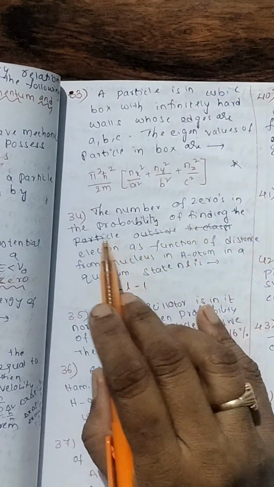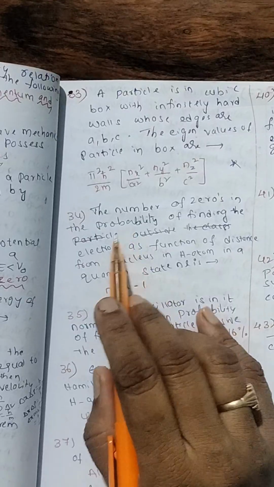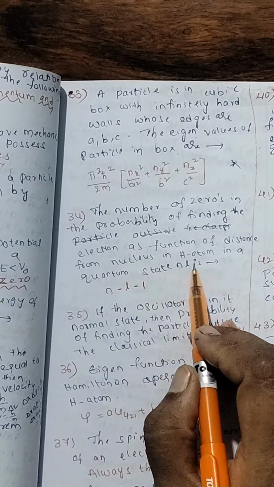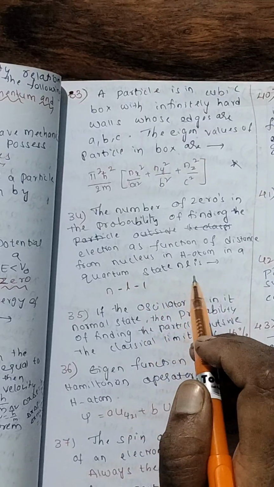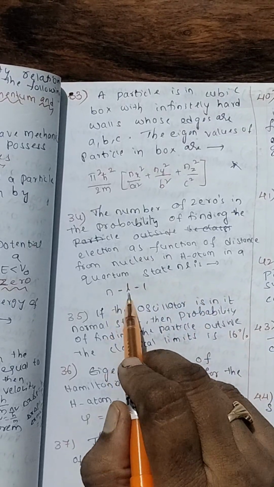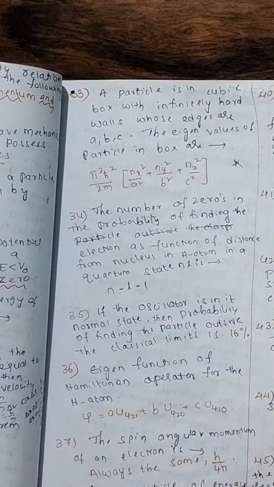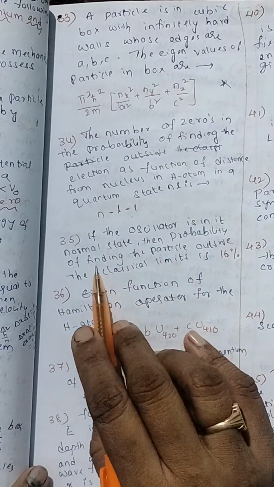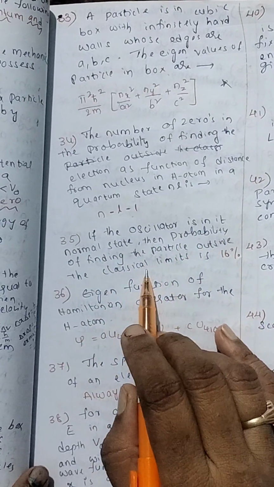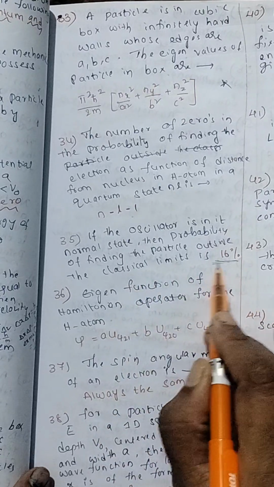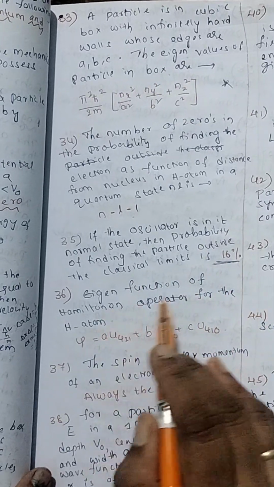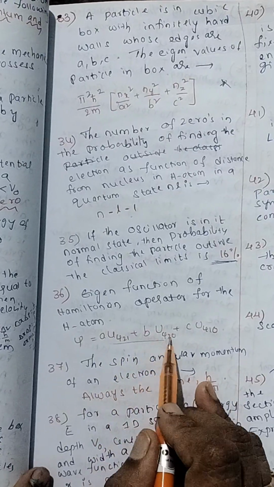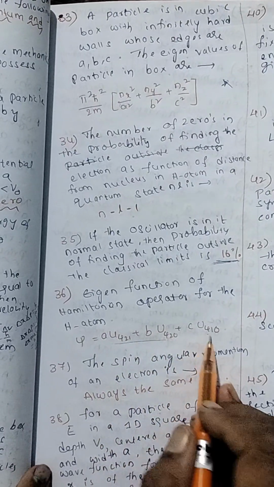The number of zeros in the probability of finding the electron as a function of distance from the nucleus in H atom in a quantum state n l is n minus l minus 1. Next, if the oscillator is in its normal state, then the probability of finding the particle outside the classical limits is 16% only.